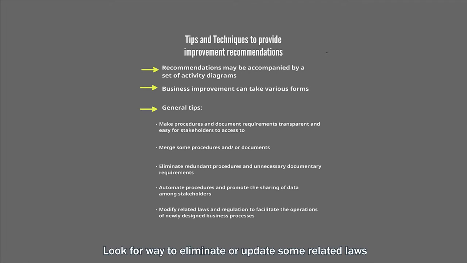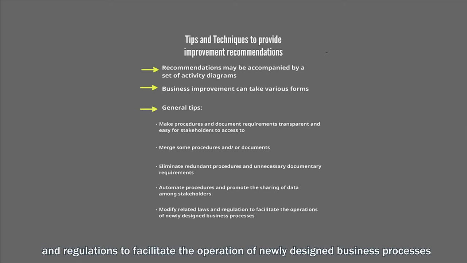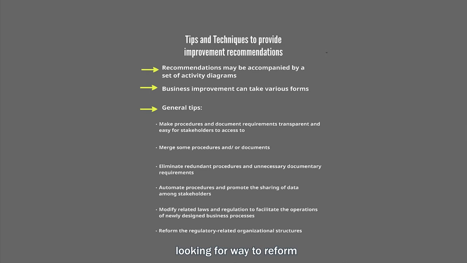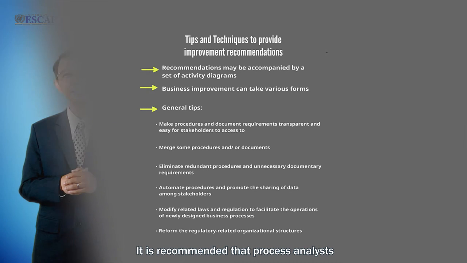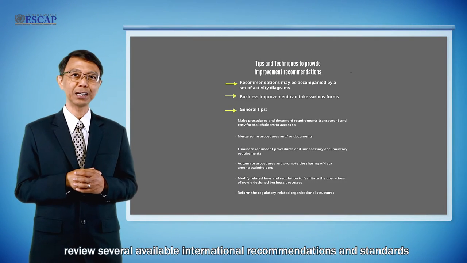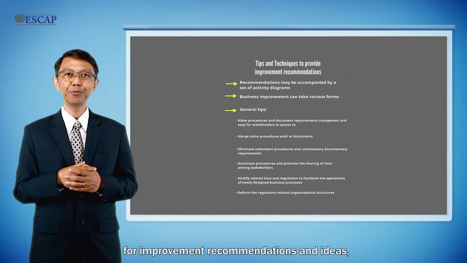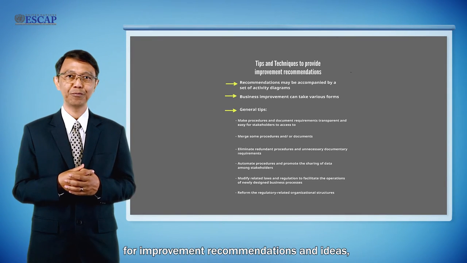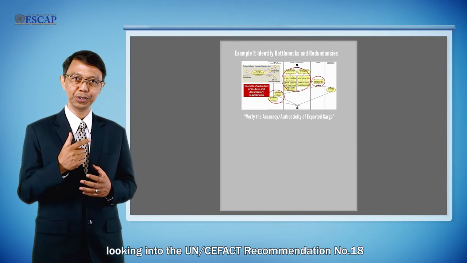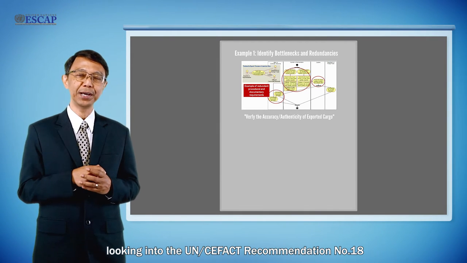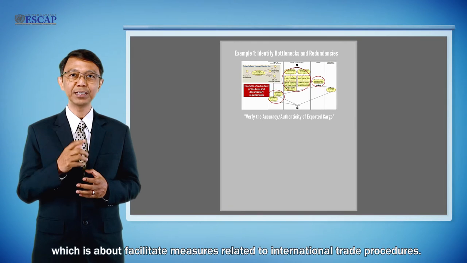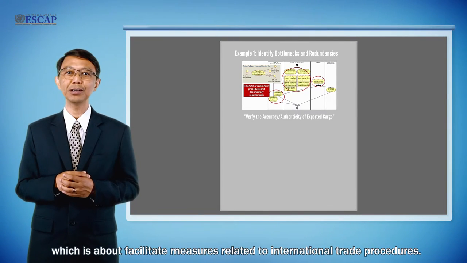Look for a way to eliminate or update some related laws and regulations to facilitate the operation of newly designed business processes, or perhaps look for a way to reform the regulatory-related organizational structures. It is recommended that process analysts review several available international recommendations and standards for improvement recommendations and ideas. For example, look into the UN/CEFACT Recommendation number 18, which is about facilitation measures related to international trade procedures.